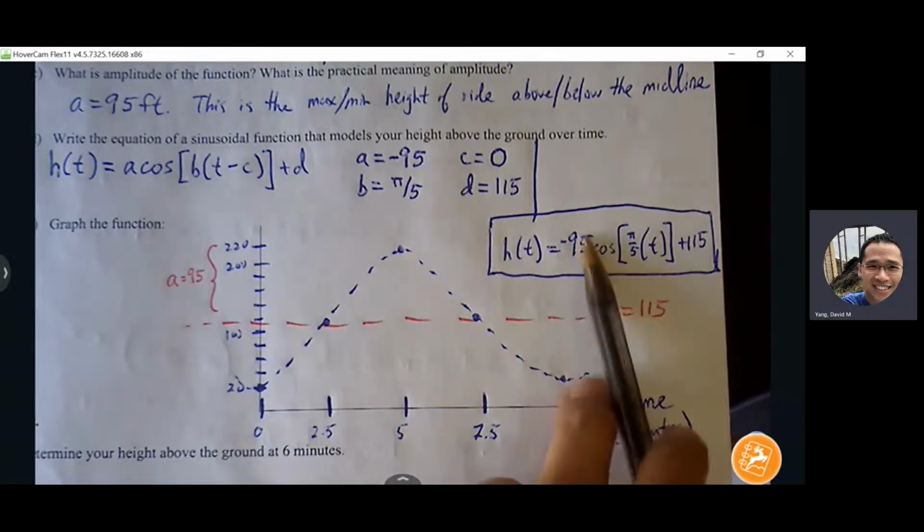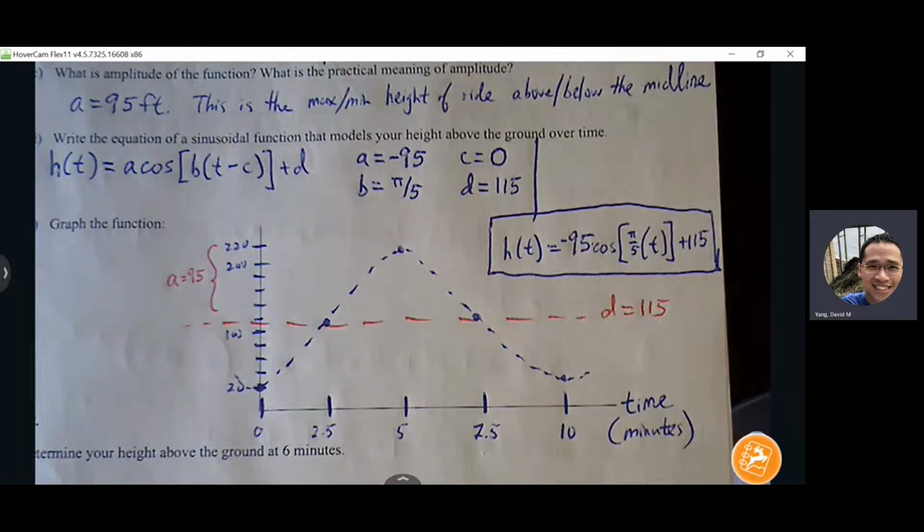Okay, so now that we have our equation, we're going to use it to help answer some of the questions below. Yes, question. You can use theta if you want, yeah. I just use T because it feels more suitable for what we're using, but on the quiz or test, you can define your variable any way you want.